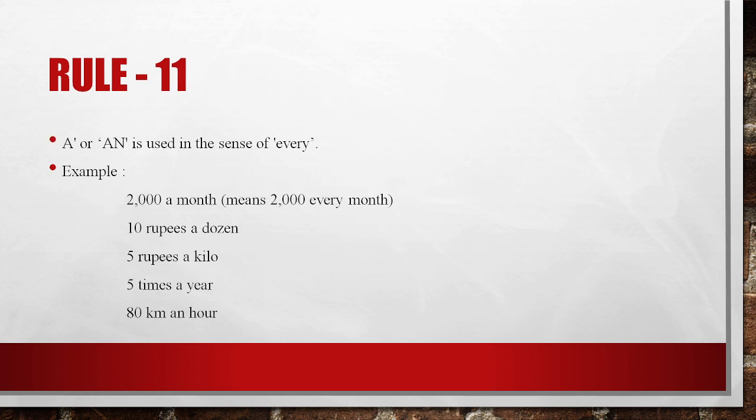Next one is rule 11. A or an is used in the sense of every. 2000 a month means 2000 every month. 10 rupees a dozen, 5 rupees a kilo, 5 times a year, 80 kilometers an hour. We cannot say 5 times the year or 5 rupees the kilo. We have to make use of only a or an based on the situation.